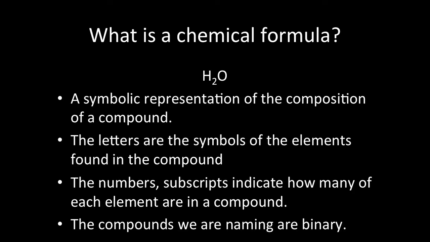What is a chemical formula? As we've mentioned previously, a chemical formula is a symbolic representation that tells us what a compound is composed of. The letters in the chemical formula are from the symbols of the elements from the periodic table. The numbers, which are written below the symbols, are called subscripts. They tell us how many atoms there are of each different type of element in the compound. And these compounds that we are naming are called binary because they are made out of two parts. You can see in H2O, we have the hydrogen part and the oxygen part.